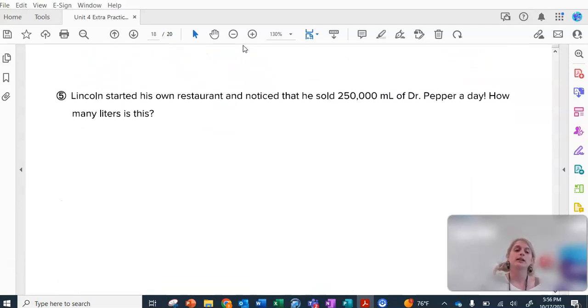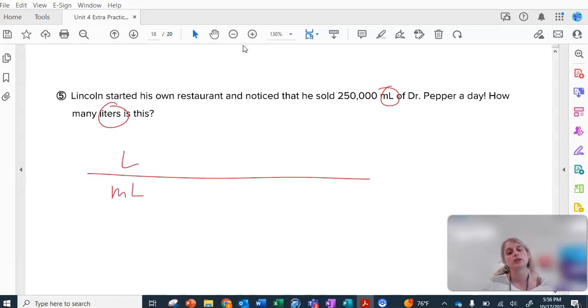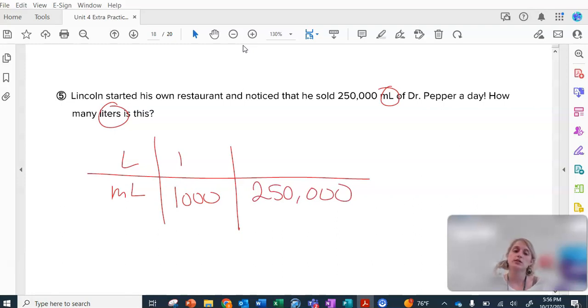Last problem. Lincoln started his own restaurant and noticed that he sold 250,000 milliliters of Dr. Pepper a day. How many liters is this? Milliliters to liters. Liters is a capital L. Milliliters. Using your star chart, 1 liter is 1,000 milliliters. We have 250,000 milliliters, and we need to figure out how many liters that is.